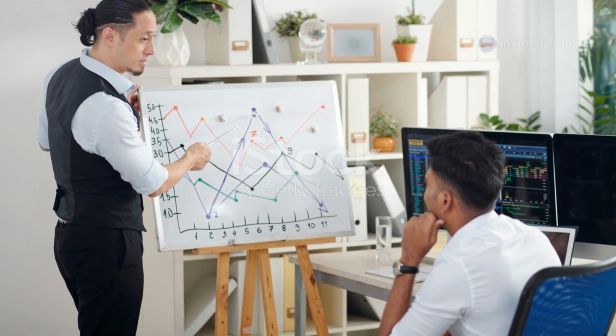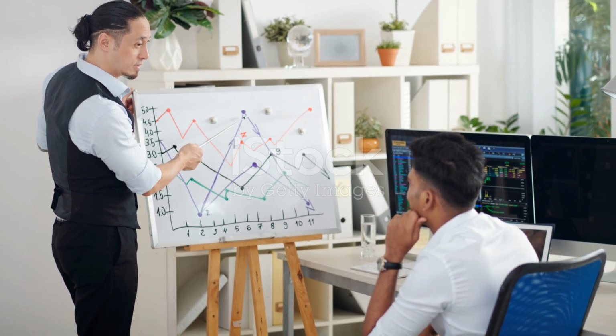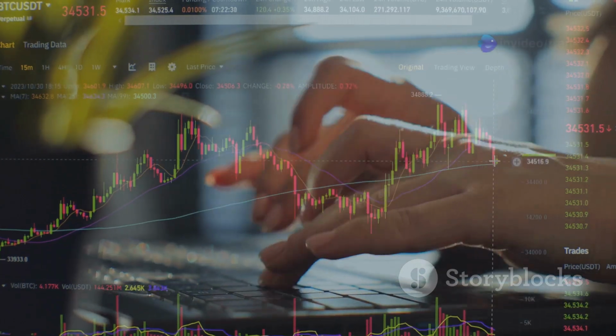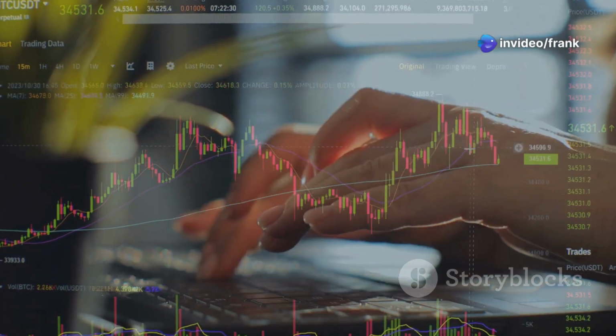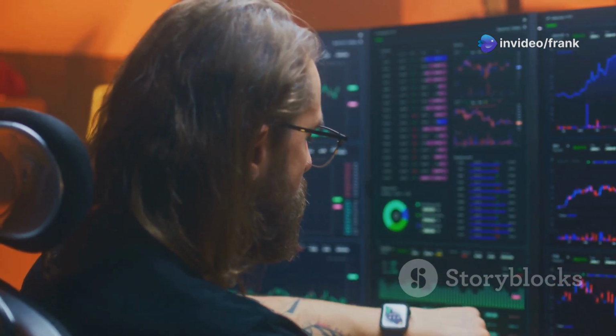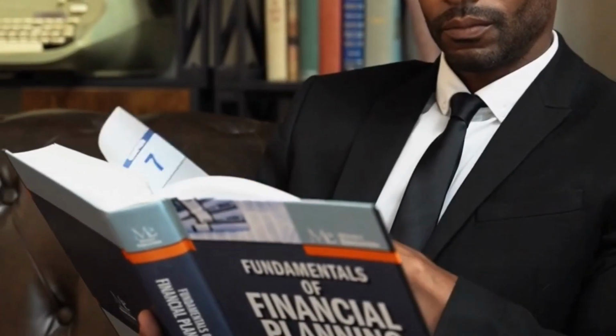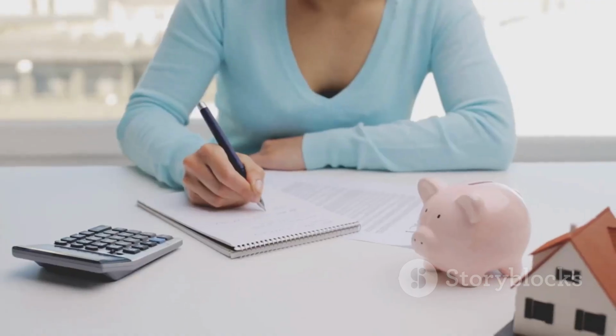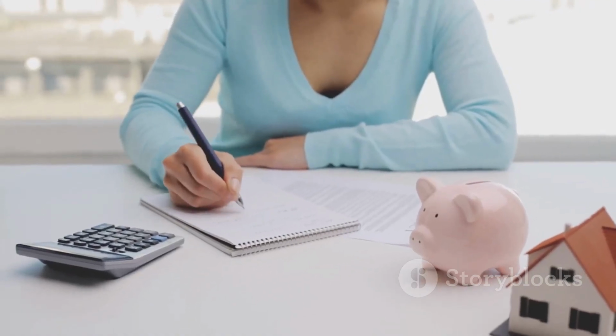Section 9. Conclusion. Navigating the world of options. Options trading can be a powerful tool for investors, but it's essential to remember that options are complex instruments. They require careful consideration and a thorough understanding of the market. Before you dive into options trading, do your homework. Understand the risks and the rewards. And remember, never invest more than you can afford to lose.